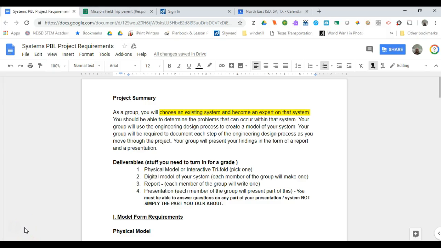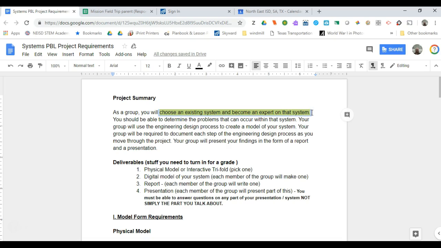We are starting our new PBL, and here we are, our project summary. So what I'm going to do is talk a bit about the project that you need to generate when you get divided up into your groups. Right up here at the top, we have it highlighted. That is the thing that you're going to be doing.